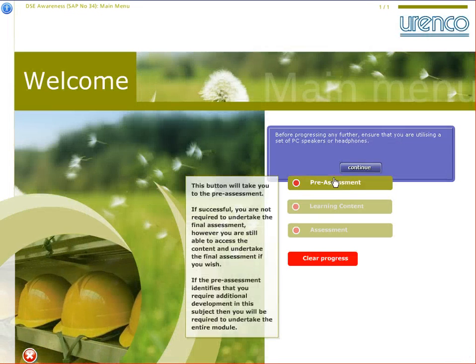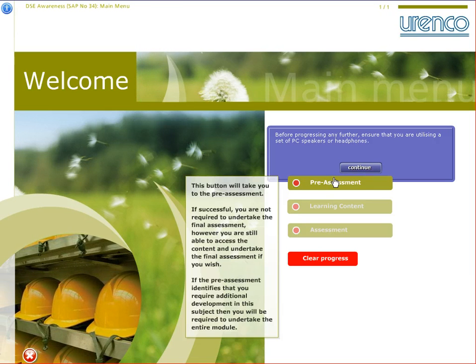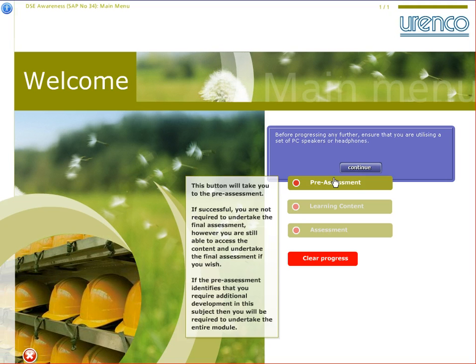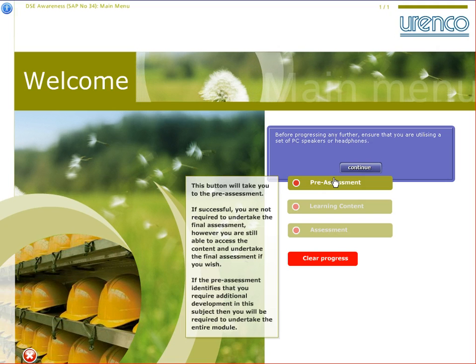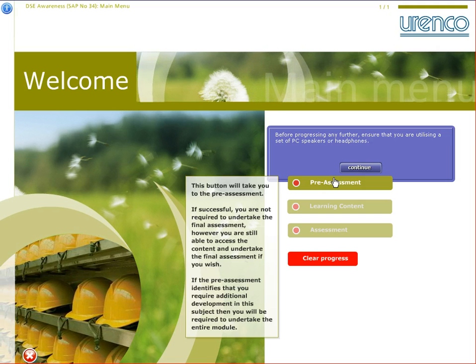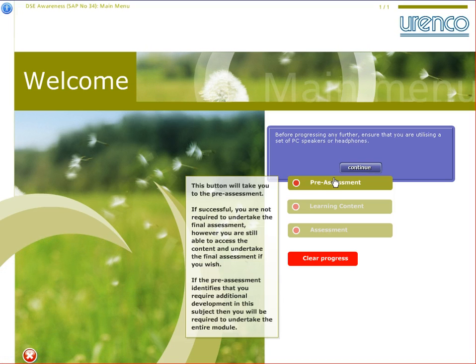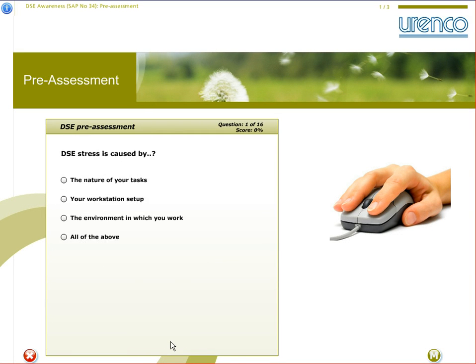What I'm really proud of with this particular piece of e-learning is that the learner actually has the opportunity to undertake a pre-assessment. So if they can actually demonstrate that they've got the requisite level of knowledge, and I stress the word knowledge, they don't have to undertake the subsequent learning. They can choose to undertake it if they wish to do so, but they don't have to undertake the learning. So the learner can undertake the pre-assessment, and I'm going to rattle through this very quickly.